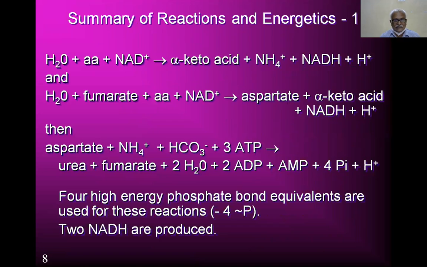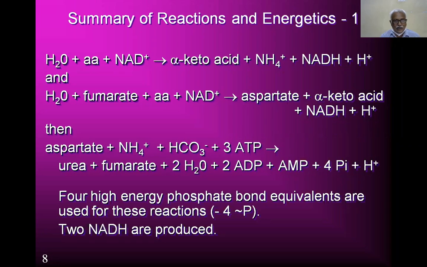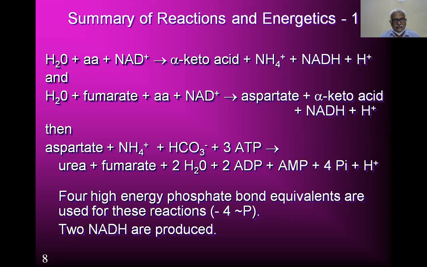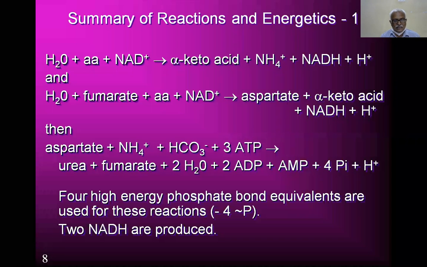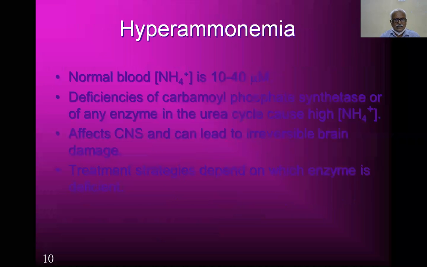So summary of reactions and energetics. This is most important. 4 high energy phosphate bond equivalents are used for these reactions, and 2 NADH are produced. You have to write it repeatedly on paper, and you have to talk about this with your colleagues, and only then can you remember it. Once you discharge your knowledge to your colleague, then you will definitely remember it. So these are the NADH sources.